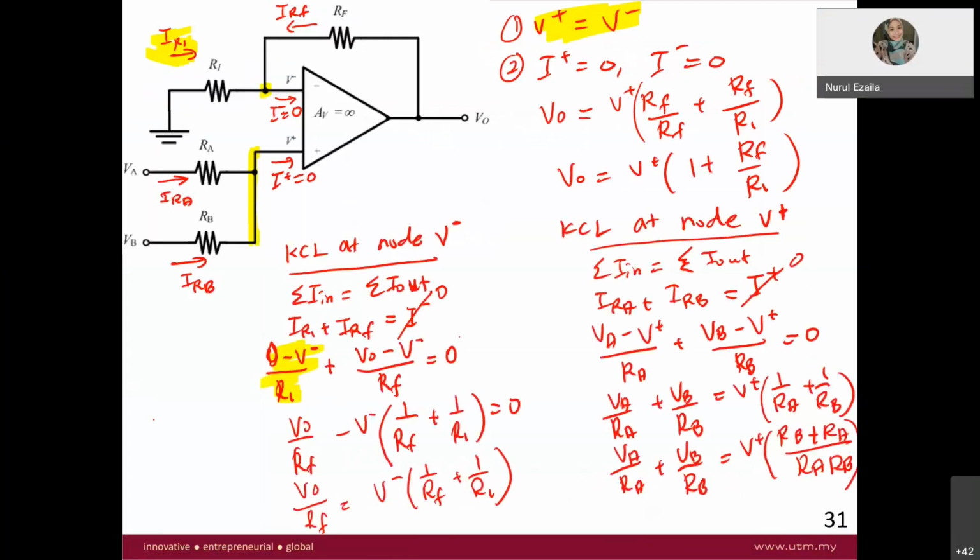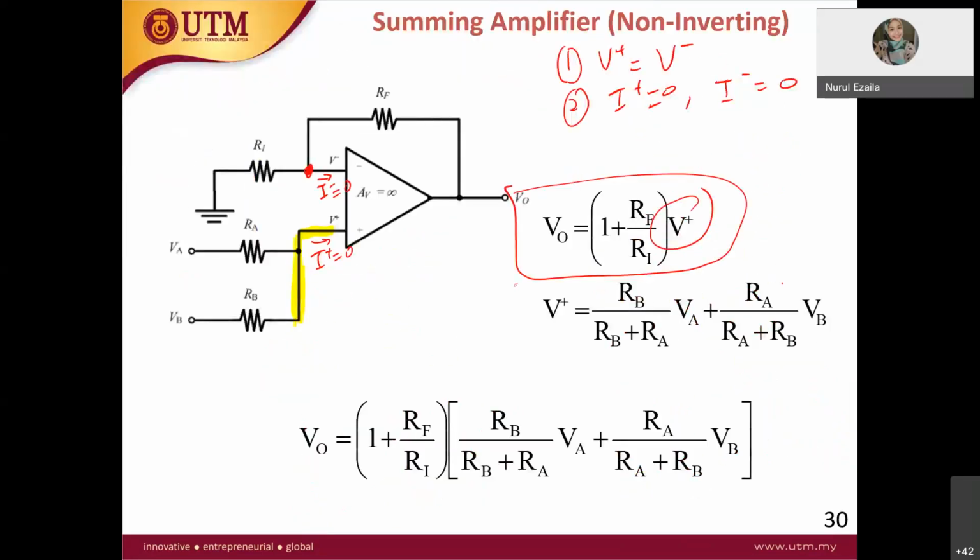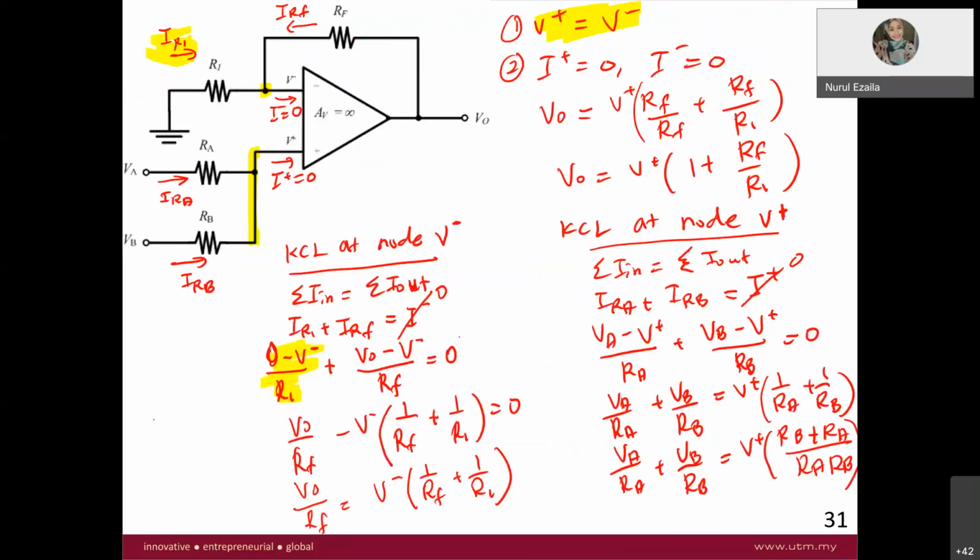So your equation will be in terms of V plus. Your V plus will be equal to RA RB over RA plus RB times VA over RA plus VB over RB, which is RB VA plus RA VB over RA plus RB. You get the same thing over here. So now you have the equation for V out.